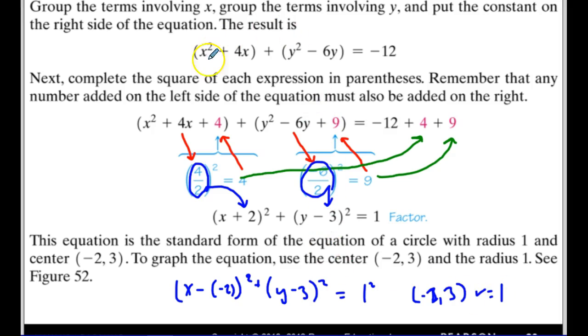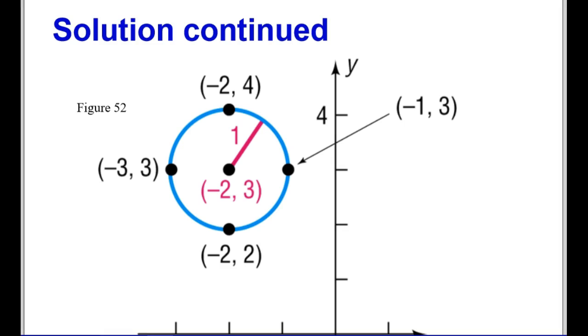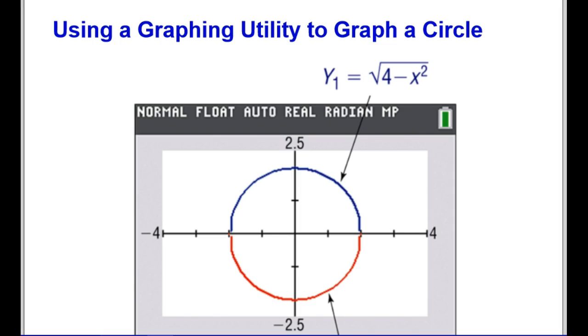So I was able to take my general form and convert it to standard form to find the center and radius, which will help me graph it. So now I've graphed it. So we always graph the center first. We find the points that are 1 unit, because our radius was 1, away, and we connect them and we graph our circle. Okay, we can also use a graphing calculator or Desmos to graph my circles.